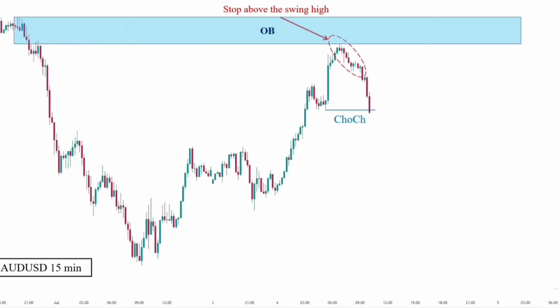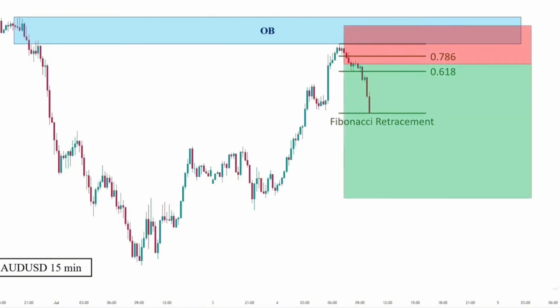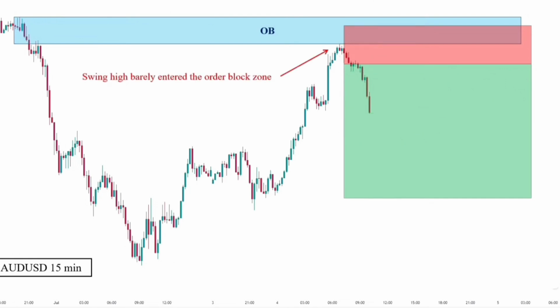In situations like this, we enter the market with retracement levels. We open Fibonacci retracement and place the sell order precisely in the middle of the 618 and 786 levels. We want our stop loss wider this time because we are early sellers since the swing high barely touched the 4 hours order block. Usually, the market likes to hunt the stop loss of early sellers.